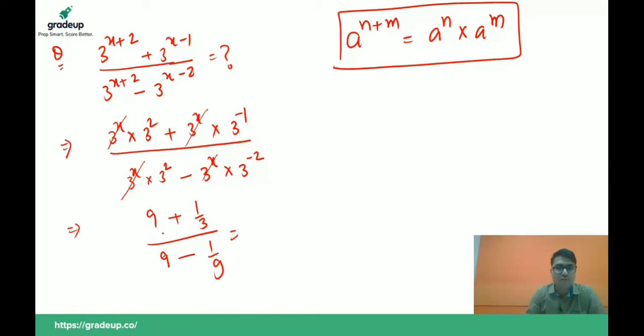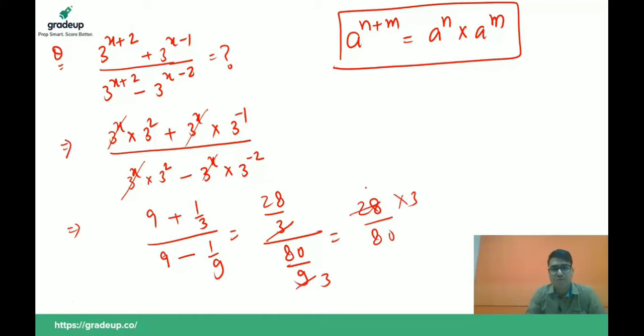So this will be equal to 9 3s are 27, that is 28 by 3 divided by 80 by 9. 3 3s are 9, so you can write it as 28 by 80 into 3. So this is your 7 by 20. This is your final answer. I hope you got the point. This is a very easy and important question as well.